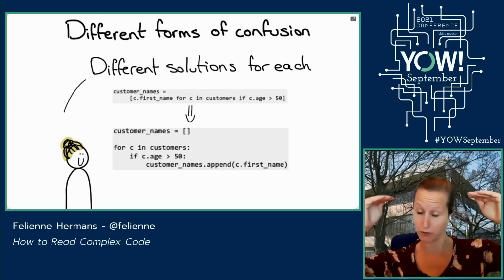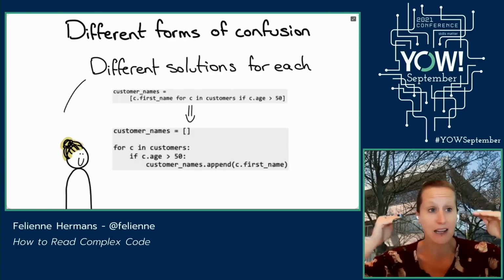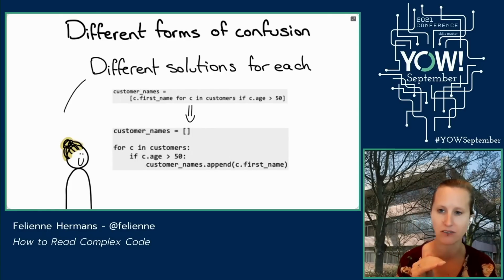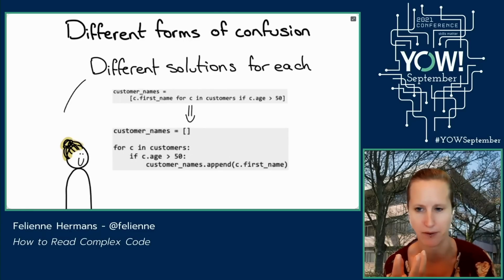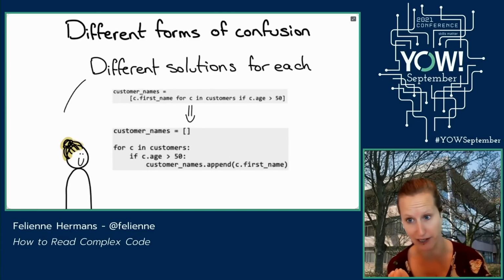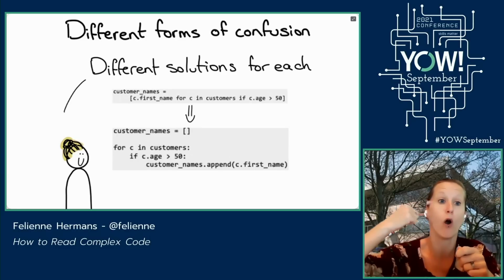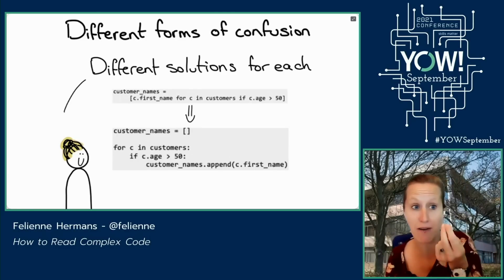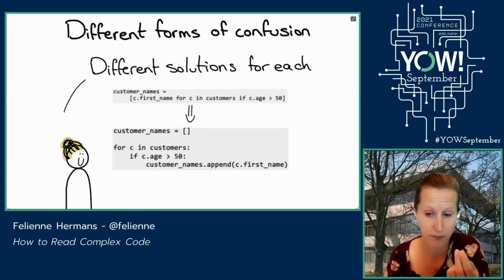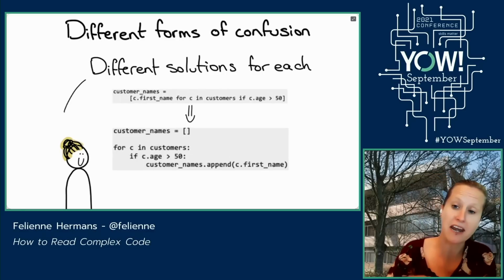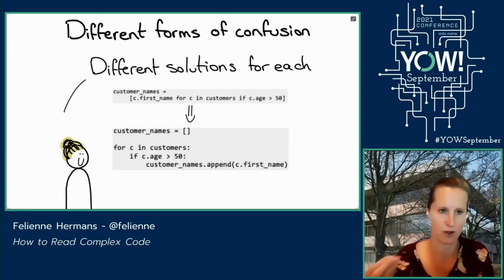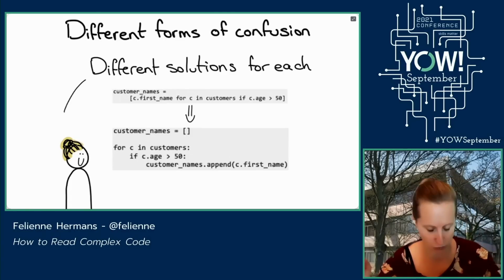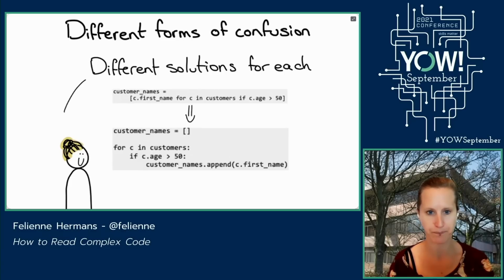code, because this first code snippet is exactly equivalent to this second code snippet. This is the same thing, but it's more explicit what happens. First, I'm initializing an empty list. Then I'm looping over the list customers. I'm checking every C in the list. And if the age is bigger than 50, then I'm adding the name of that customer to the list of customer names. So I'm making a list of all customers that are over 50.